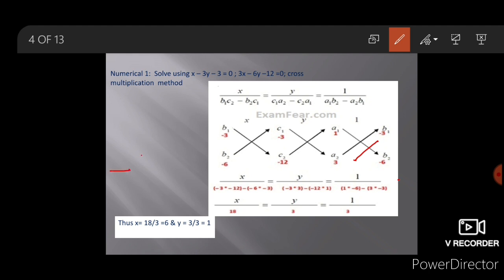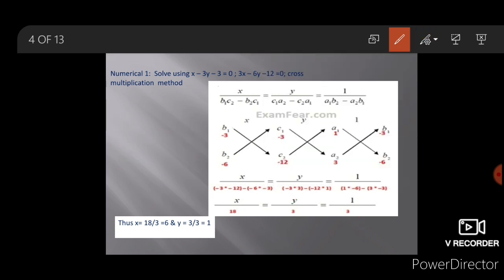Minus 6 minus of minus 9 simply 3. So we get x upon 18 is equal to y upon 3 is equal to z upon 1. Now compare the first and last term. If we compare these two terms, x by 18 is equal to 1 by 3. So what we get? X is equal to 6. In the same way, if we compare these two equations, we get y is equal to 1.